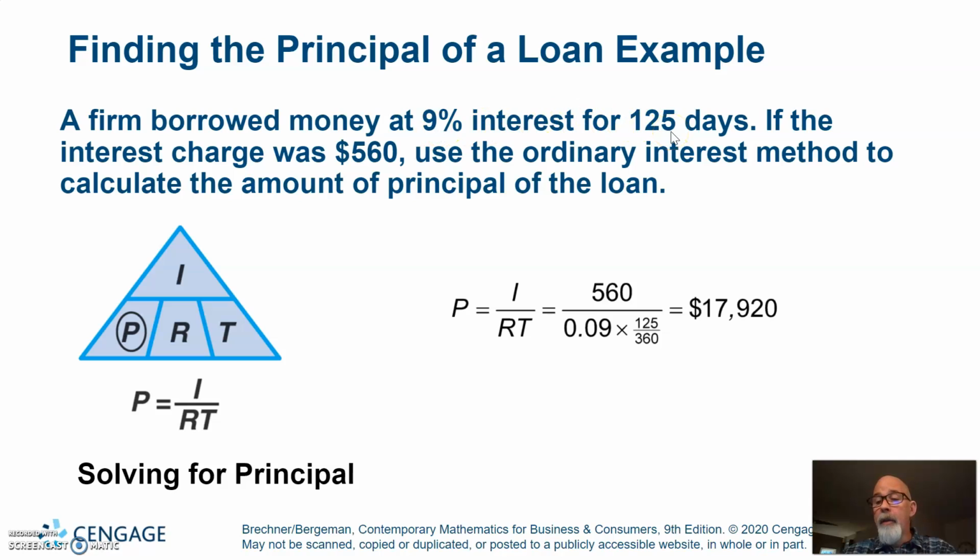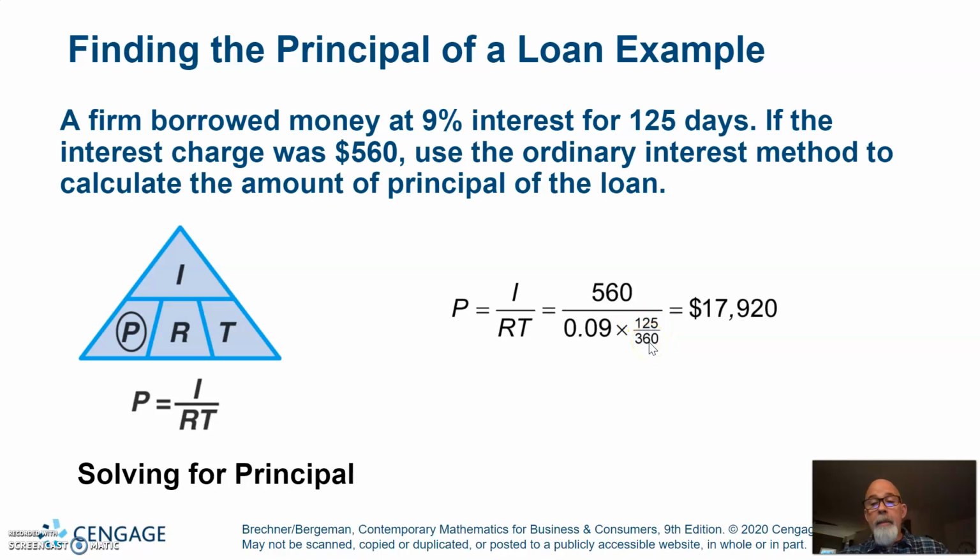Again, in this case, we have to read between the lines and figure out whether the days are ordinary or exact. In this case, they talk about ordinary. That's why they use 360 here. So you don't have to worry about order of operations here. Just take your 0.9, multiply it by 125 divided by 360. Once you have that answer, divide it into 560, and that will give you your result of $17,920.